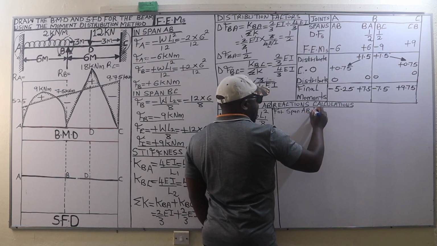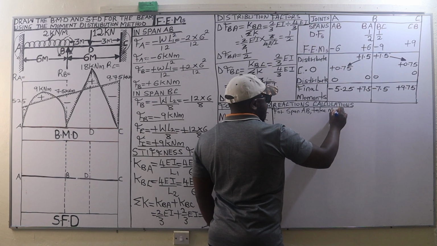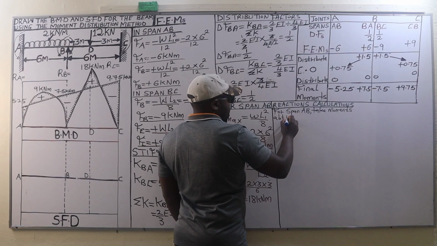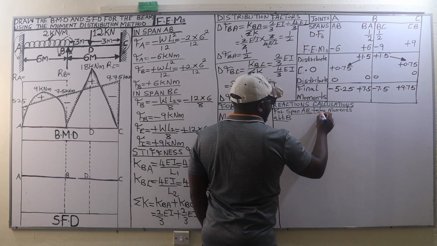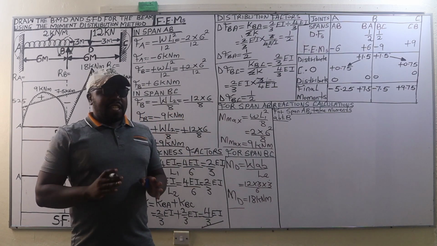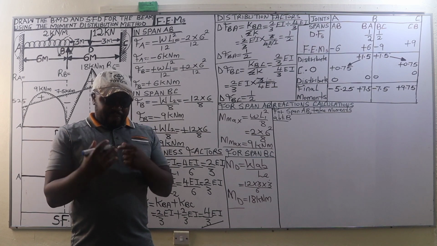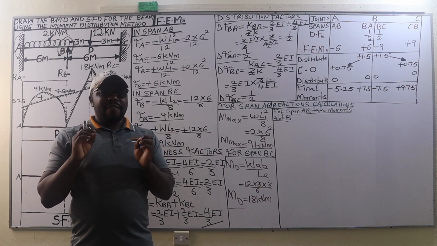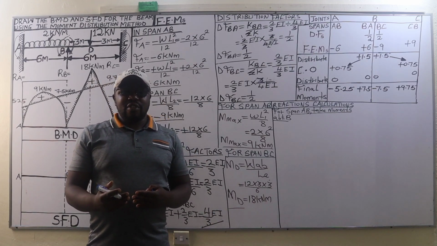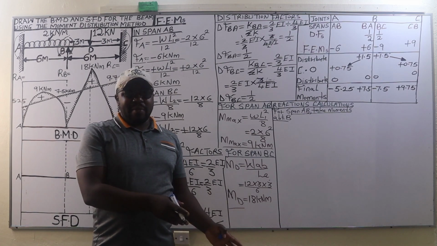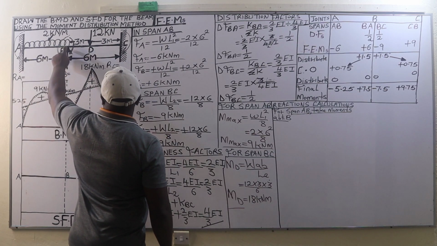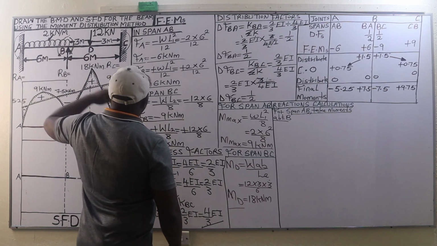For span AB, we are going to take moments about B. Therefore, take moments about B. And when we do that, we are going to have this. Remember, when we are calculating reactions, we must remember that the sum of anti-clockwise moments must be equal to the sum of clockwise moments. And in this case, when we multiply RA by 6, that is when we take moments about B, that is going to be a clockwise moment.